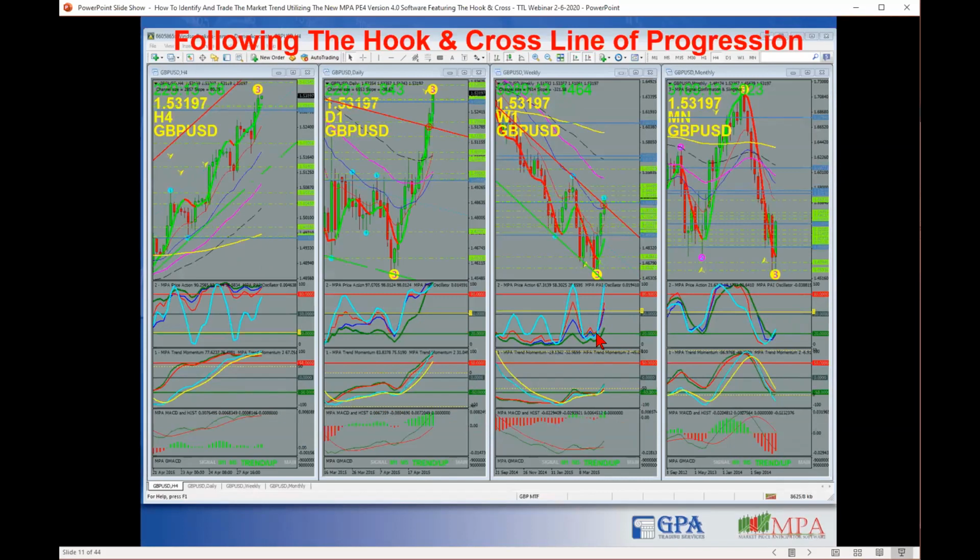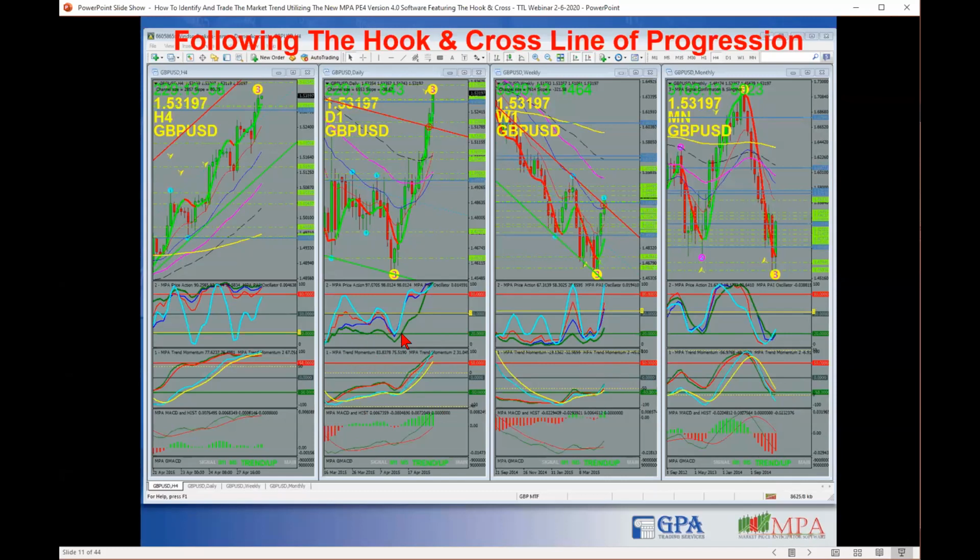As I just mentioned, when a weekly hooks and crosses, what does it mean? The daily is going to go from oversold to overbought. The trend momentum is going to go from oversold to overbought, and we see days and days and days of upside pressure. The probability of this occurring is 85 to 100% of the time. So whenever I get a weekly hook and a cross, the daily always goes to overbought. When we get a monthly hook and a cross, the weekly is going to go to overbought.